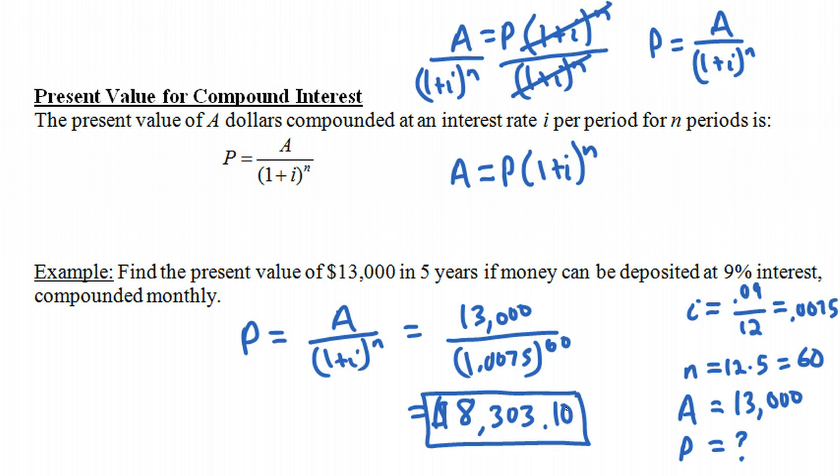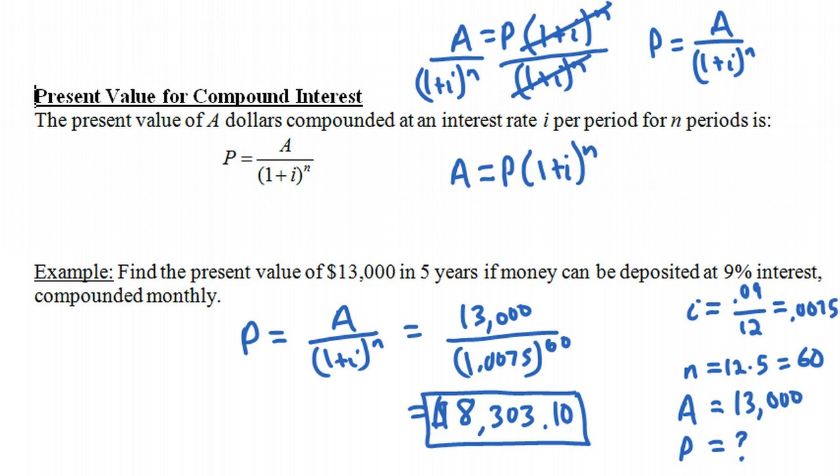So what this is essentially saying is that $8,303.10 right now, if you were to invest it in this account where you're getting 9% interest compounded monthly for 5 years, then at the end of that 5 years it would be worth 13,000. So 8,303 is the present value of this $13,000 in the future.